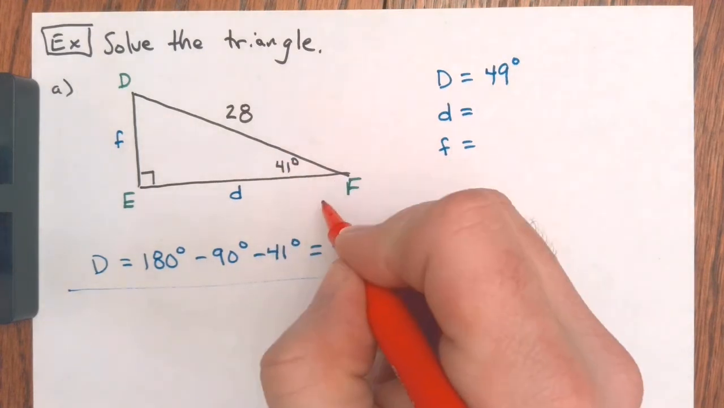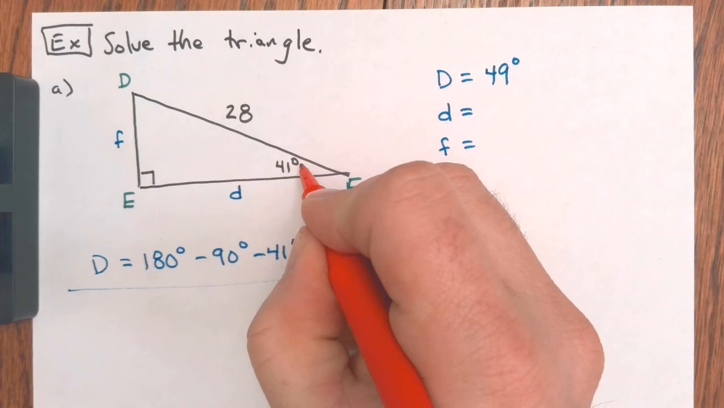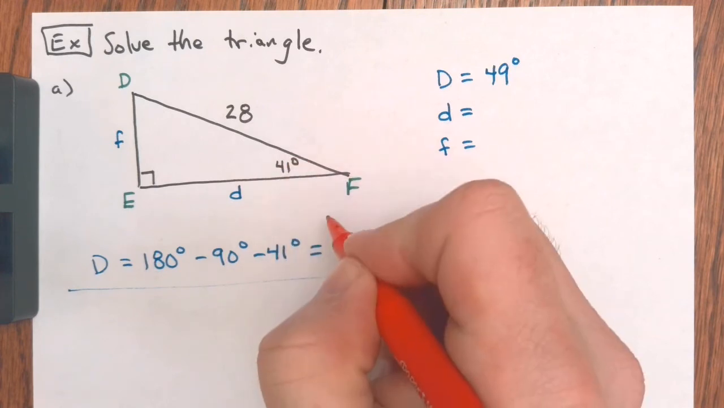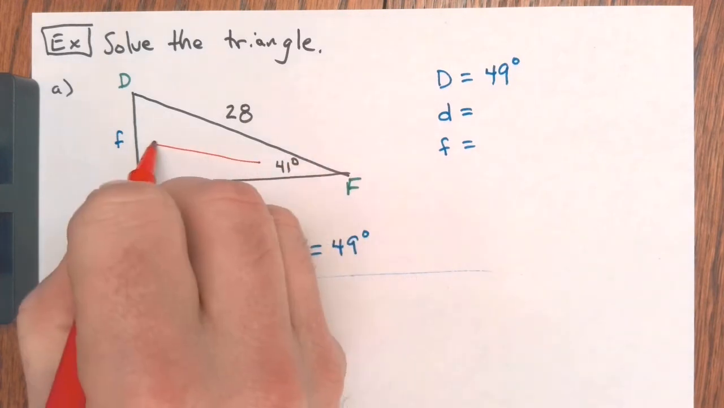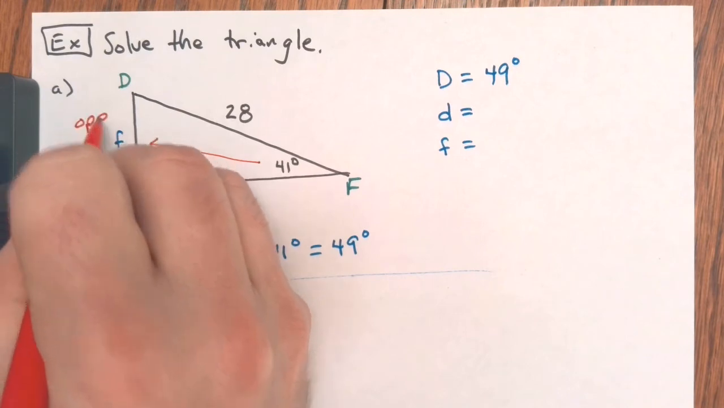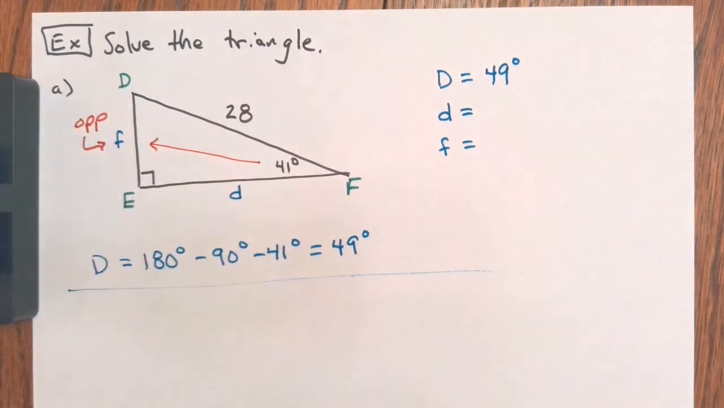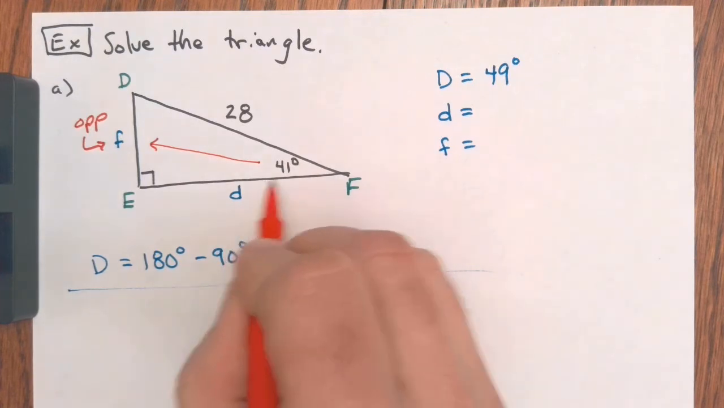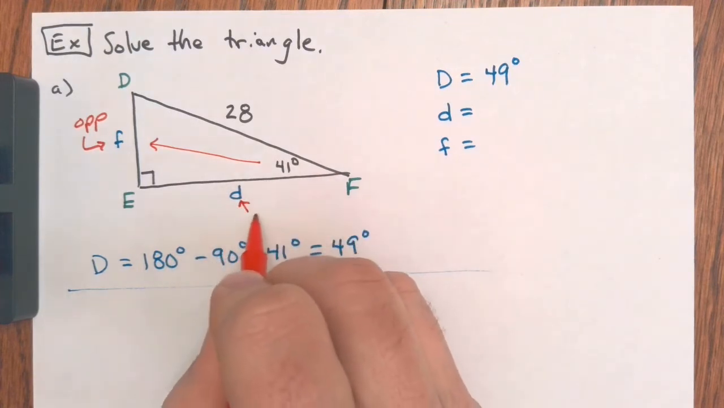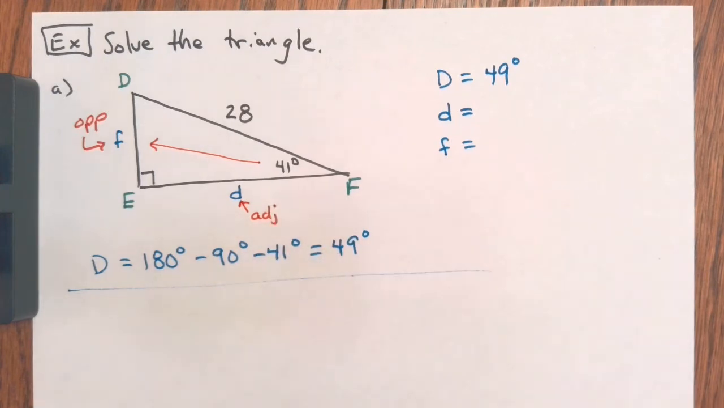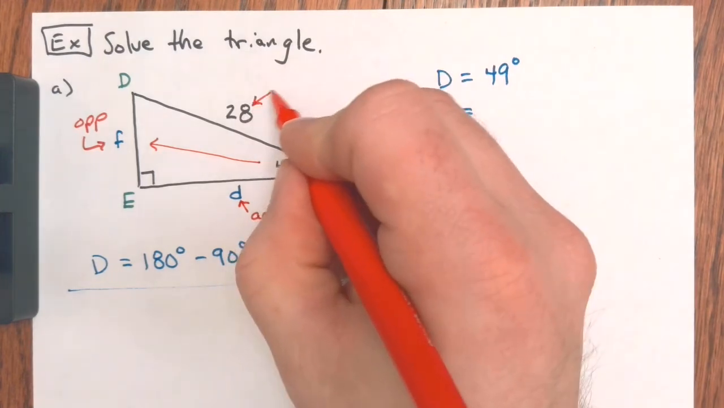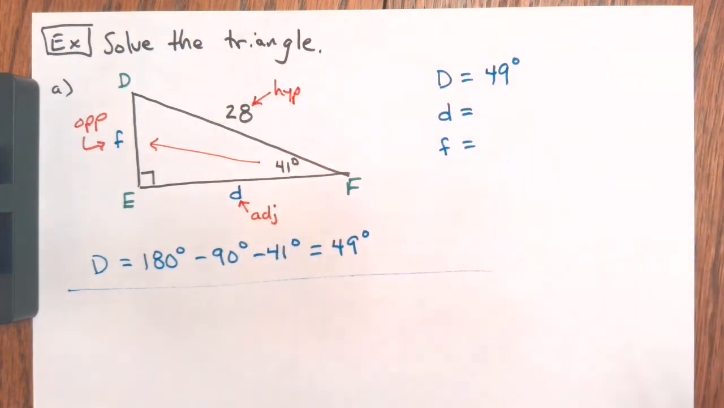We have an angle here. It is a 41-degree angle. And when you look at this 41-degree angle, I have the opposite side that we need to find. That is lowercase f. I have this side here. That's the adjacent side. I'm going to have to find lowercase d. But we do know this one, and that is the hypotenuse.